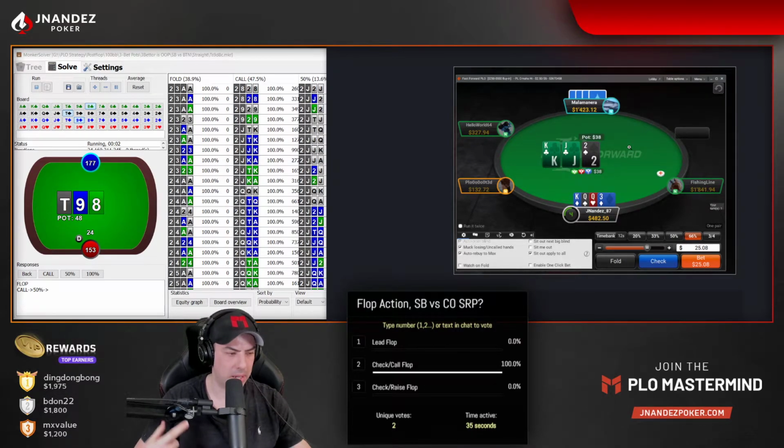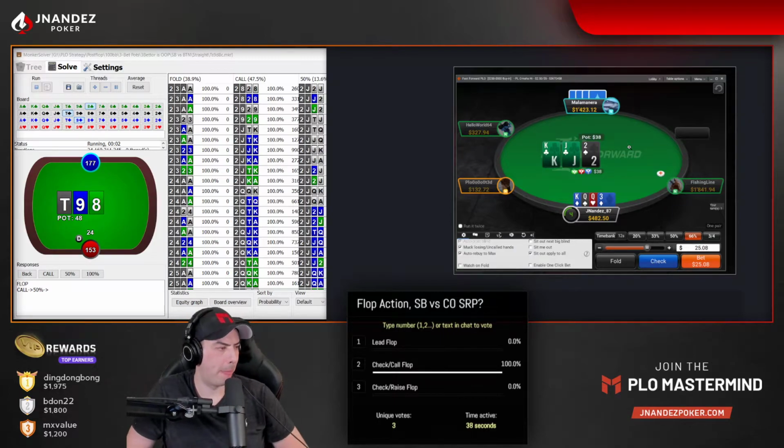Like, if we check call the flop, how are we going to win the hand, really? That was kind of my issue. We check call and then what? How do we play the turn? By leading on a straightening card?